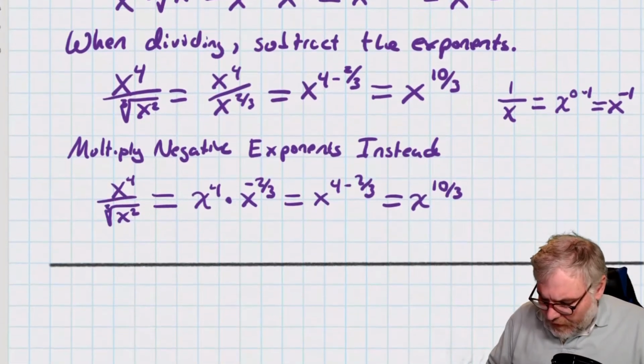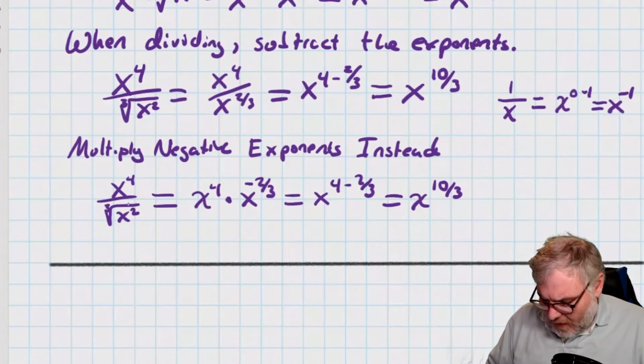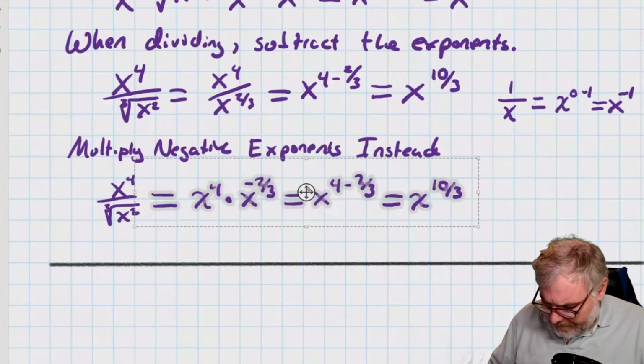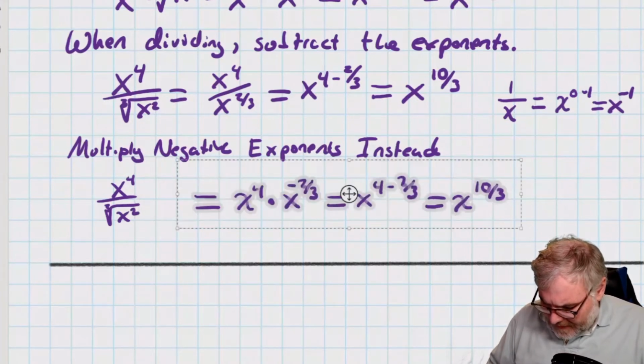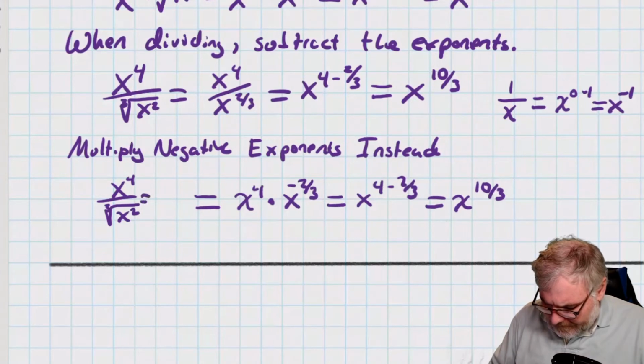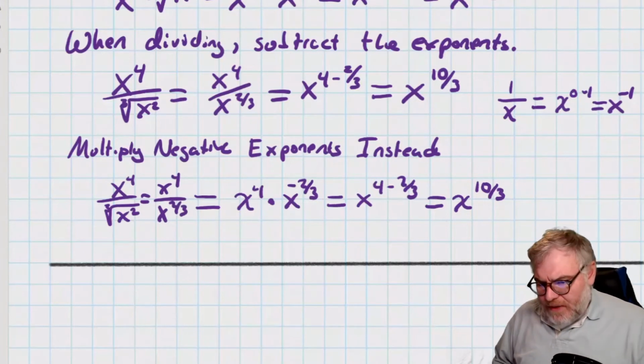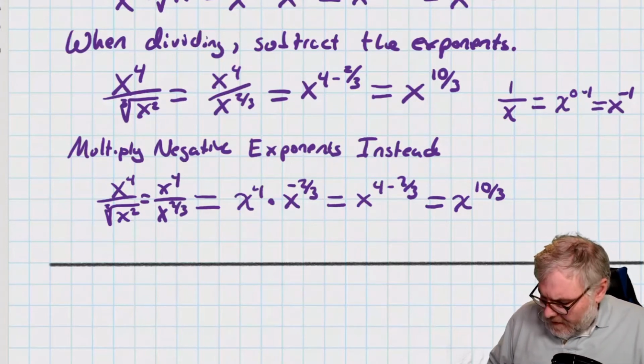So here I multiply the negative exponents. I get x to the 4th over the cube root of x squared would become x to the 4th times x to the negative 2 over 3. So I convert the bottom here to a positive exponent first, as I did up here. And then I just move the thing up, and then I'm multiplying instead of dividing. And then I get the x to the 10/3 again.